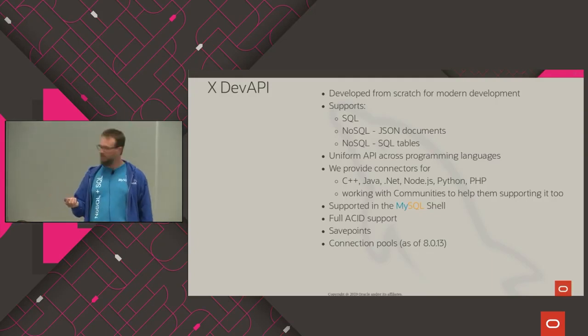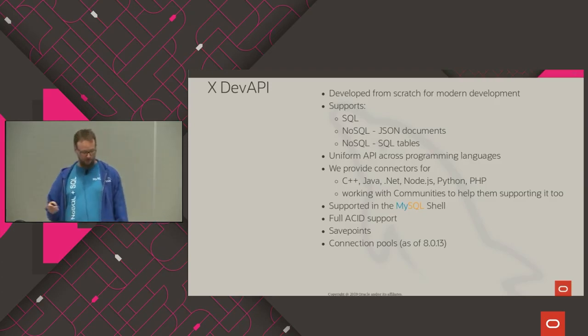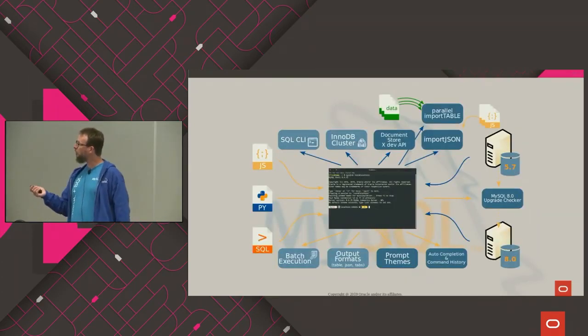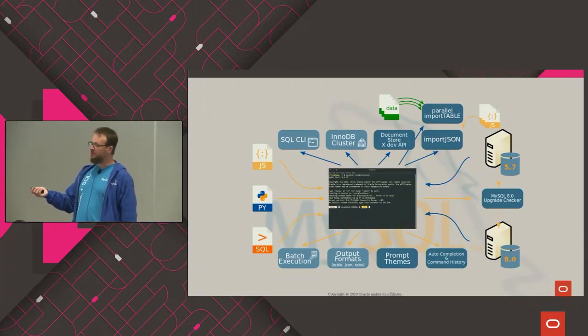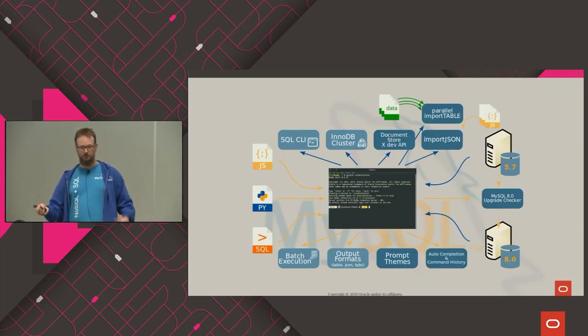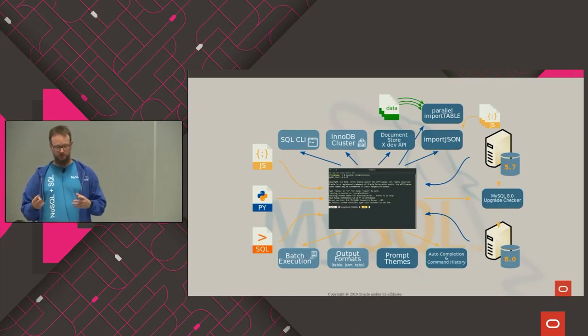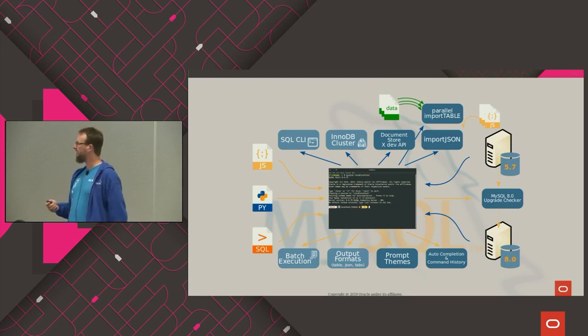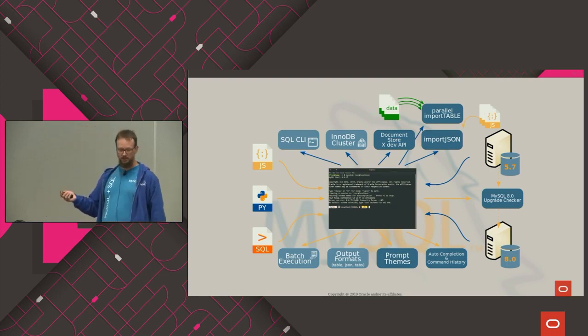It's full ACID support. We also have savepoints, and connection pools in the X protocol. From the shell, we can do a lot of things. We can do JavaScript, we can do SQL, we can do Python, which is what we're going to do today. You can also import documents, import tables in parallel, and run the upgrade checker, to check if your 5.7 MySQL has some issue upgrading to 8.0. For example, you may have keywords that are reserved in 8.0, or engines that are not supported. You will be able to see it with the MySQL shell.